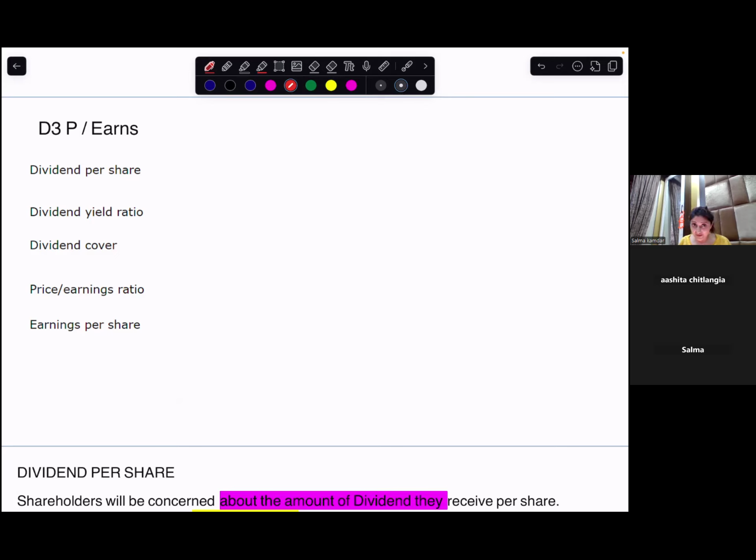What does the dividend cover ratio tell you? The dividend cover ratio tells if the profit that is available to pay the dividend can pay the dividend, whether it will cover enough. What is the formula for the price earnings ratio? Market price per share upon earnings per share.